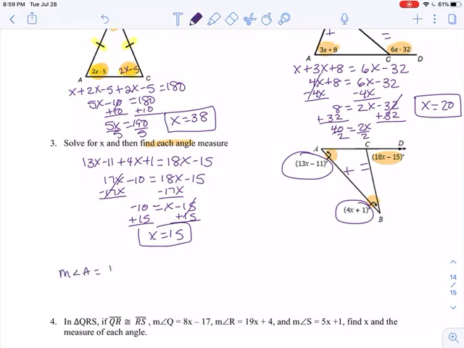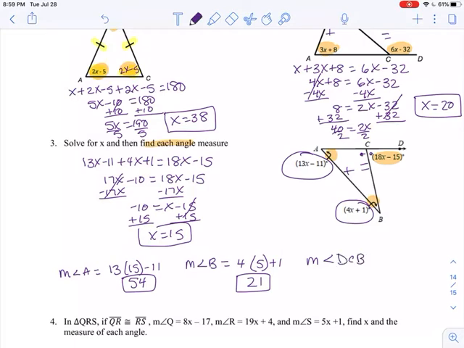So I'm going to find the measure of angle A, which is 13 times 15 minus 11. Use your calculator. Gives me 54. I'm going to find angle B, which is 4x plus 1. So 4 times 5 plus 1. That one you could probably do without a calculator. And the measure of that exterior angle, now I can't call it angle C because there's more than one angle at C. There's the one on the left and the one on the right. So I'm going to use all three letters. The measure of angle DCB is 18 times 15 minus 15.